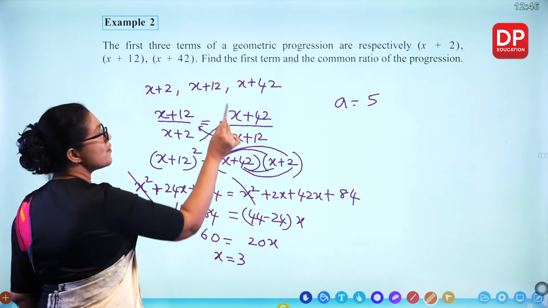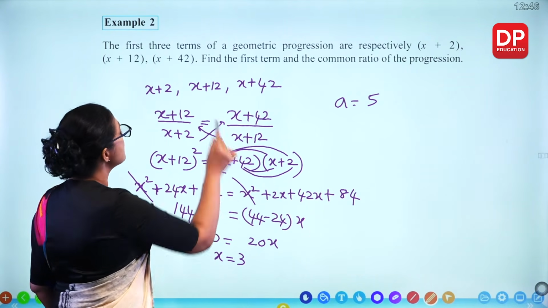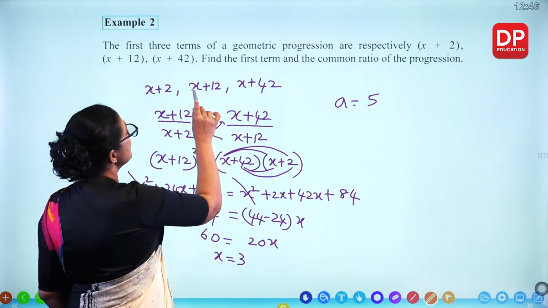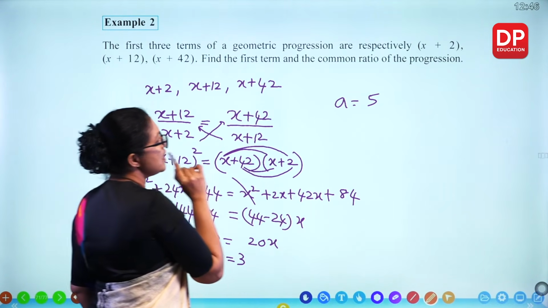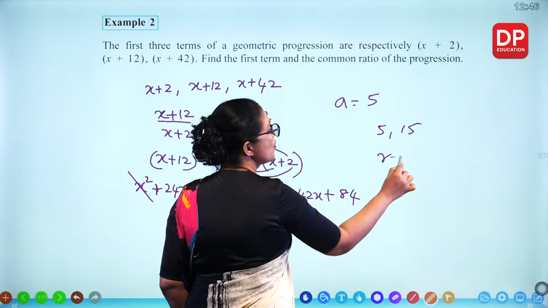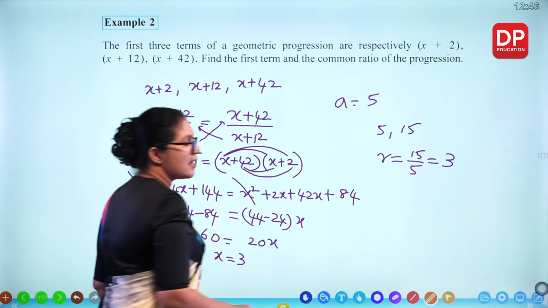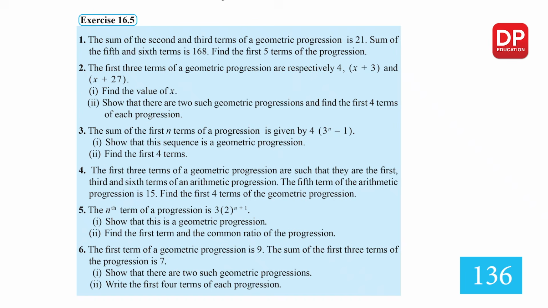What's the common ratio? We need to find out the second term to get the common ratio. When x equals 3, what's the second term? 3 plus 12, 15. The next term is 15. So what's the ratio? 15 divided by 5. That's equal to 3.